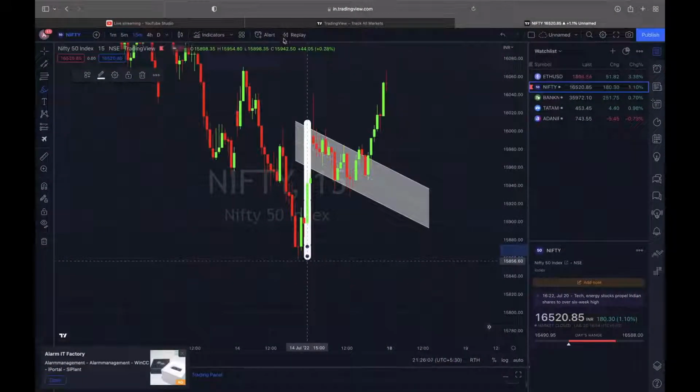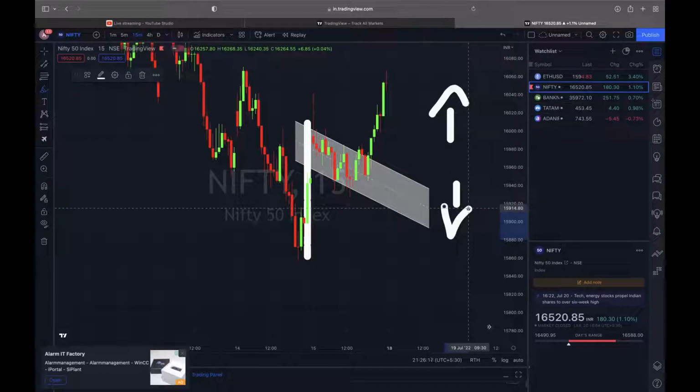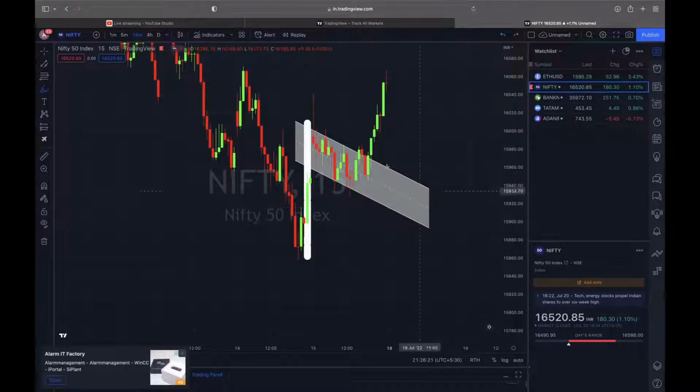Okay. So just understand this. A pennant can go in any direction. What I'm saying is, just understand this: a pennant can either just move for the breakout. It can even go up or it can even go down. And you can trust me for that.